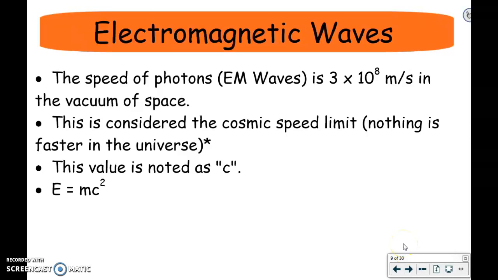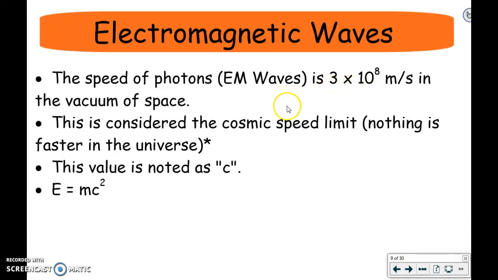So the speed of photons, aka EM waves, aka light, is 3 times 10 to the 8 meters per second in the vacuum of space. So this is actually the fastest that any EM wave will go. 3 times 10 to the 8. You guys will be given this value because it's so special to us.